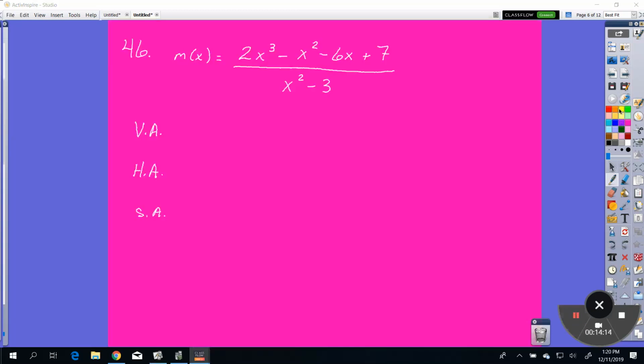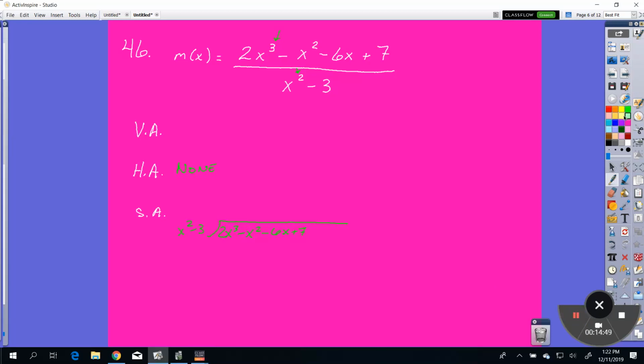So on problem number 46, it asks you to find all the asymptotes. First thing I'm going to look at is that this power is 3, this power is 2. So this one on top is exactly one bigger. So if the top is bigger than the bottom, there's not a horizontal asymptote. But because it's exactly one bigger, there is a slant asymptote, and I will find it by doing long division. So inside here, we put our 2x cubed minus our x squared minus 6x plus 7.